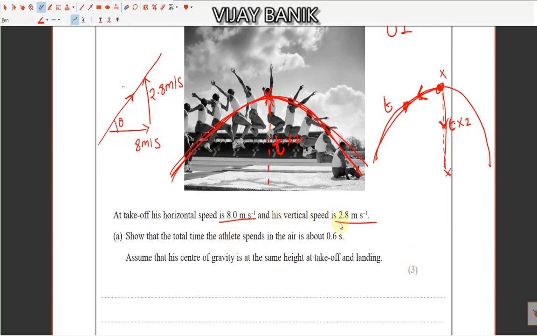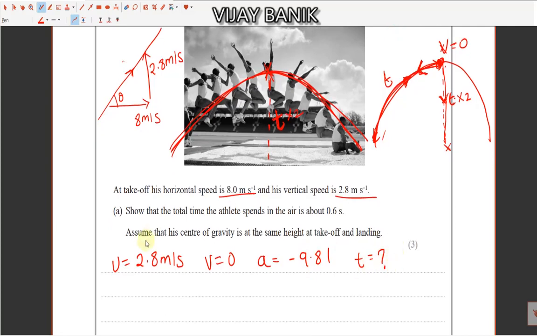In this case the vertical velocity has been given to you. The initial vertical velocity is 2.8 meters per second. The final velocity is 0. When you throw something from here to here or from here to there, at the end of the day the time is the same. So I'm assuming I'm throwing something from here to there. The vertical velocity at the maximum point is 0, so v is equal to 0. What's your acceleration? It's going up, so acceleration is minus 9.81. What do we want? We want time.